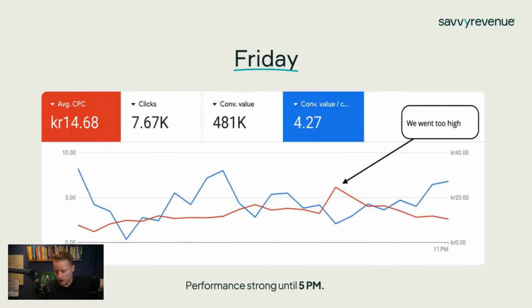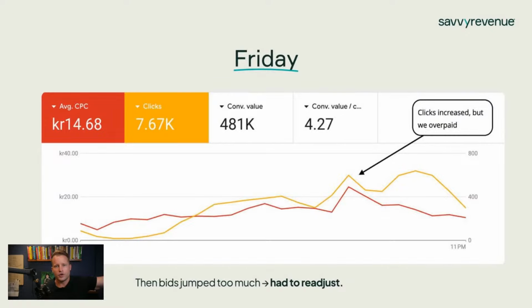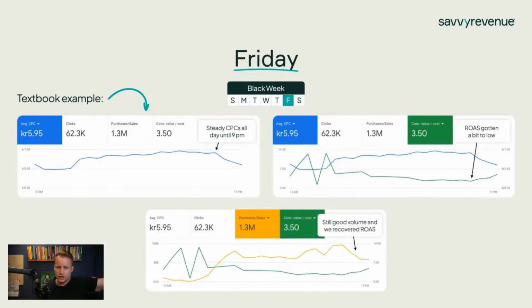Oh yeah, this was the clicks. So this was the same thing. You can see here where we get more clicks, but we overpaid, and our CPC is going down as clicks are going up, and it should have been the other way around. We should have been a lot more stable. So the learning from here is that we increased bids too much too often, and we had to readjust, and then we're on the back foot. I don't like seeing a chart like this.